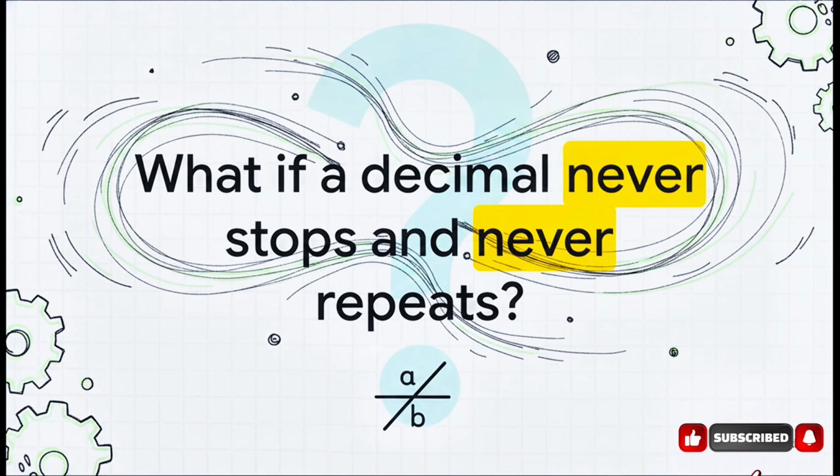Let's move on and see how this builds, because all of this perfectly ordered math begs a massive question. What happens when a decimal doesn't stop and it absolutely refuses to repeat? What on earth do we do with numbers that just completely reject our golden rule?